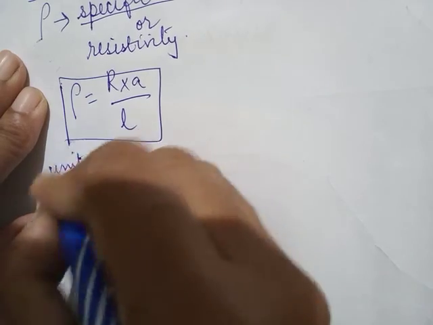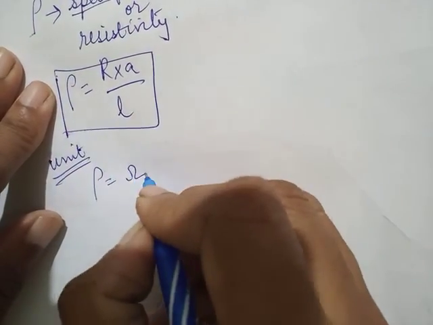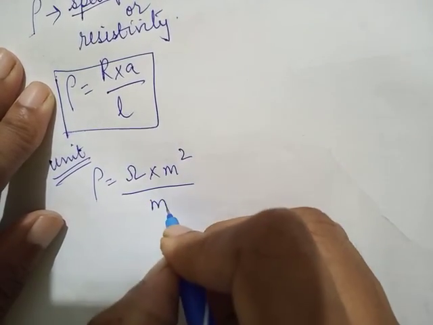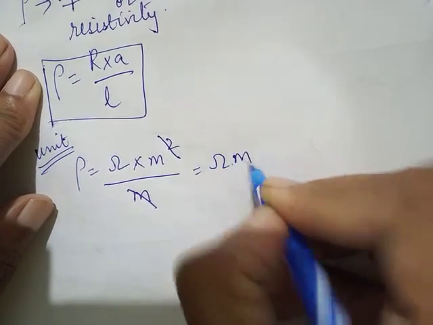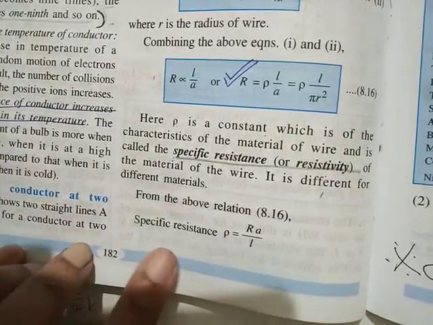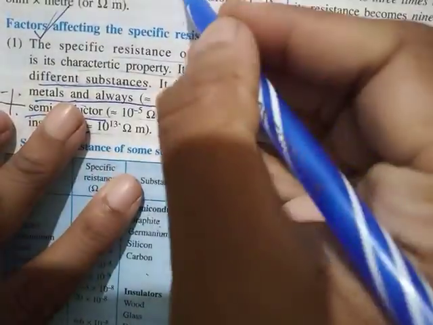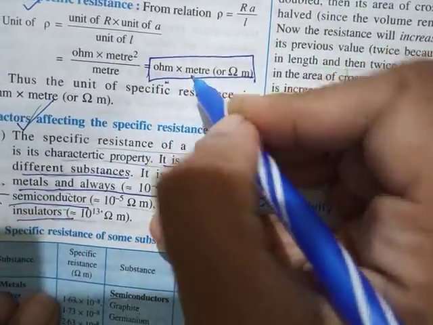Now what about the unit? The unit of resistance is ohm, the unit of area is meter square, and the unit of length is meter. So meter and meter will get cut. So ohm meter is the unit. So the formula for specific resistance is rho is equal to R into A upon L, and its unit is ohm into meter.